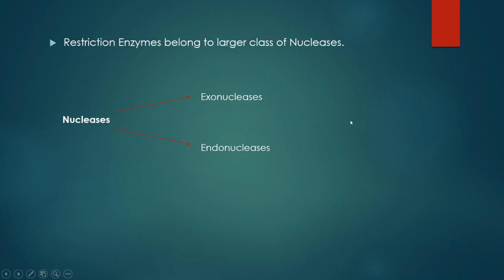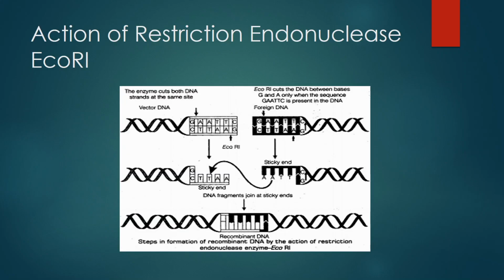Now, let us know in which class of enzymes restriction endonucleases have been placed. Restriction endonucleases have been placed in a larger class of nucleases. Nucleases are of two types. They are exonucleases and endonucleases. Exonucleases cut the DNA at the ends of DNA bands. Endonucleases cut the DNA at specific sequences within the DNA.